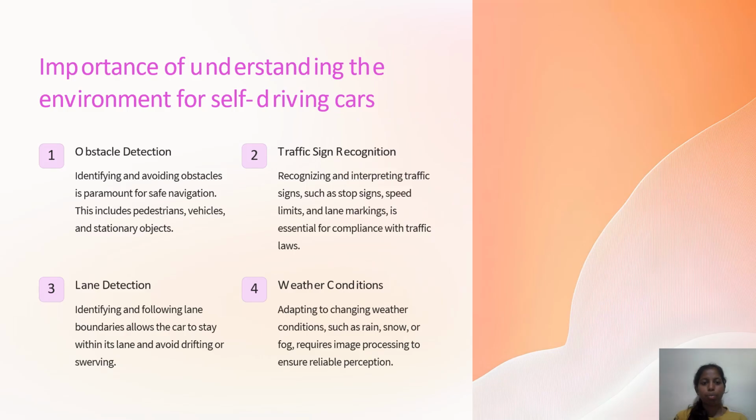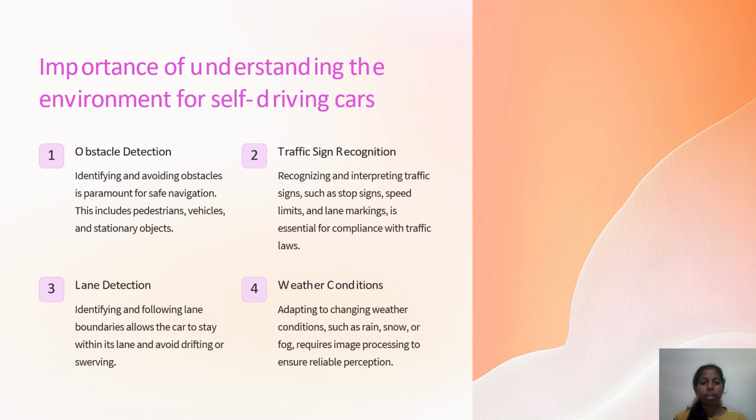Now let's see the importance of understanding the environment of self-driving cars. The first importance is obstacle detection. This means identifying and avoiding obstacles is paramount for safe navigation. This includes pedestrians, vehicles, and stationary objects.